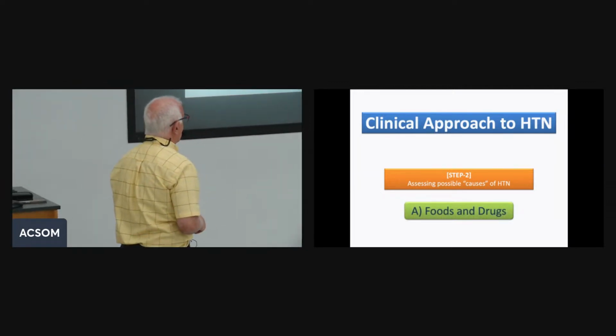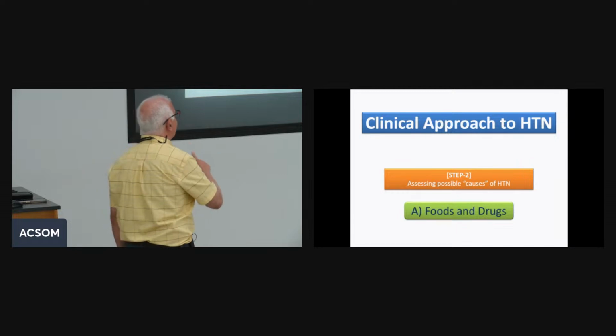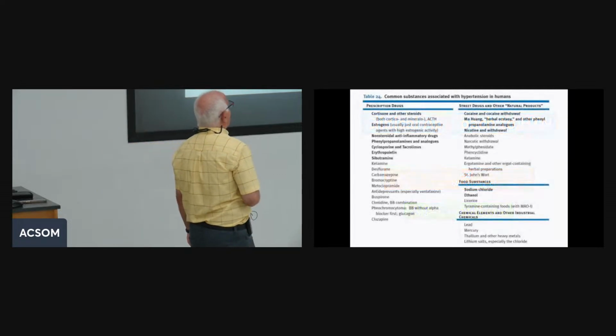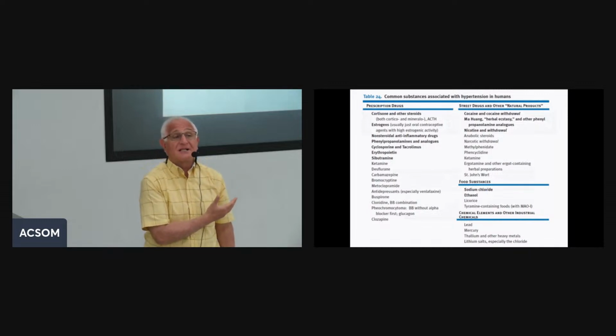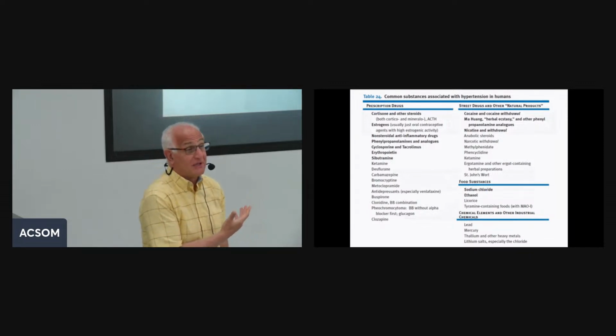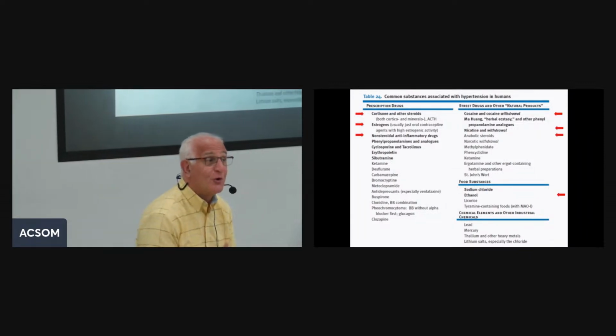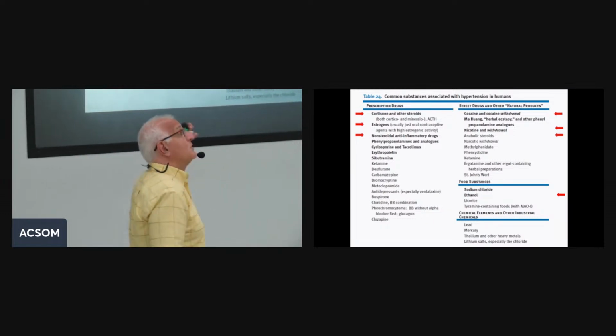Foods and drugs are number one. There are two causes. One is foods and drugs. Another big list. Should I learn all of these? These are the foods and drugs that can give us hypertension. No, you don't need to, and I don't know all of these, but I know some of them. These are the ones that you need to know.